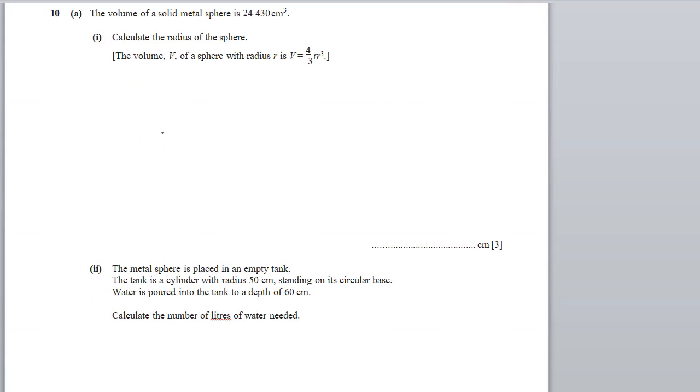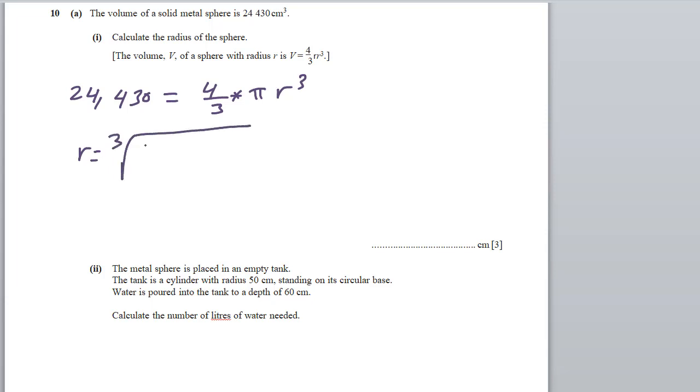The volume of the solid sphere is 24,430 centimeter cube. Calculate the radius of the sphere. Volume is 4/3 pi r power 3. So 24,430 is equal to 4/3 multiplied by pi r power 3. So r is equal to the cube root of 24,430 multiplied by 3 divided by 4 multiplied by pi.